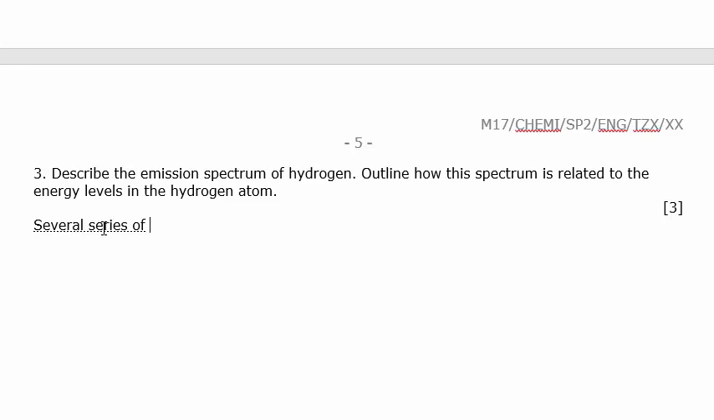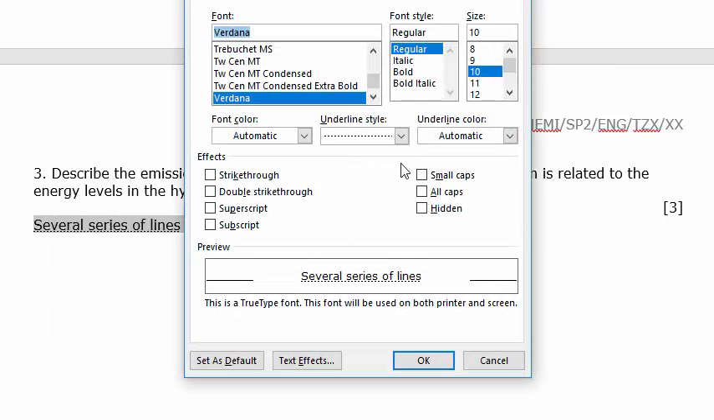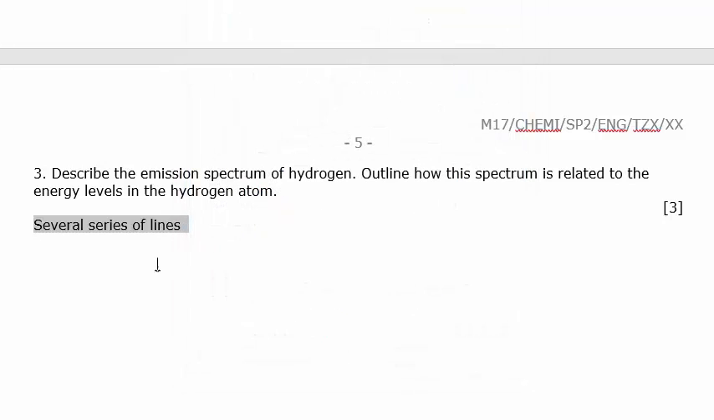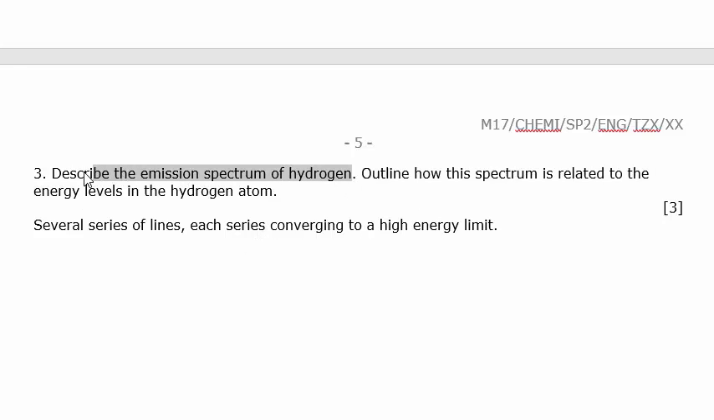Okay, so we have several series of lines. I appear to be getting formatted. Why am I being formatted with underlines? We don't want underlines, do we? No, of course not. Several series of lines, each series converging to a high-energy limit. There we go. That describes what it looks like. The computer wants a hyphen, high-energy limit.